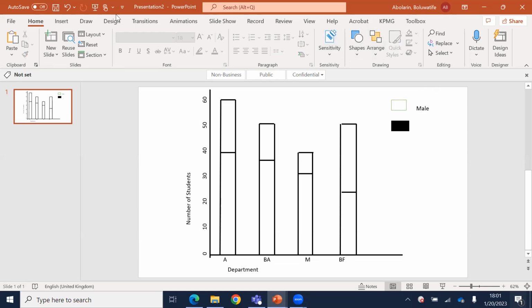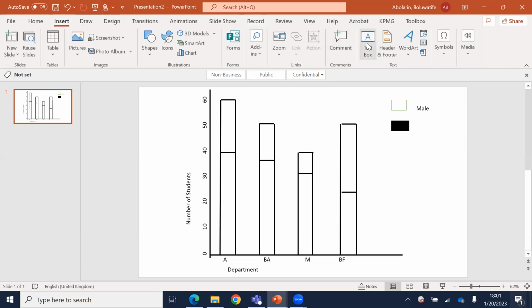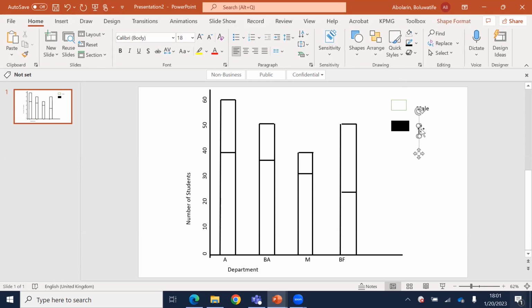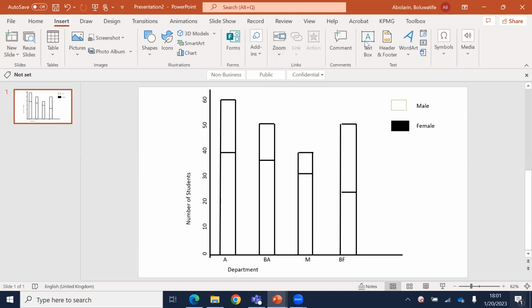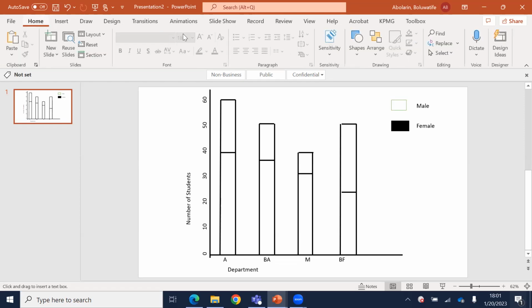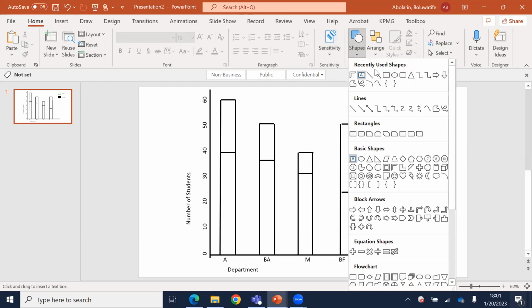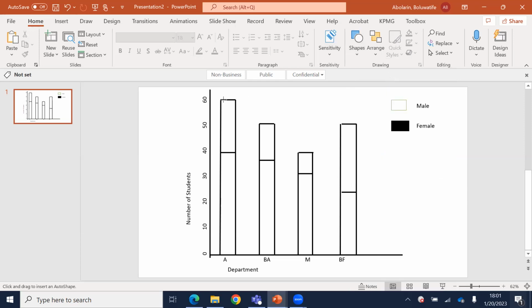We have male. We have female. So the one that is shaded is female. So to know that it's female that is on top, we are going to find a way to shade it. It is easy for you to shade, should you have a pencil and you know how to shade. So it is the same thing.